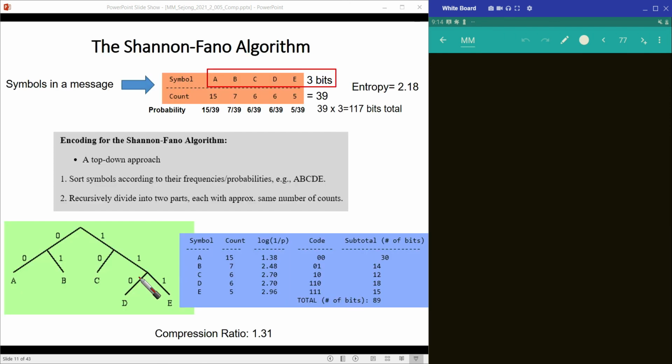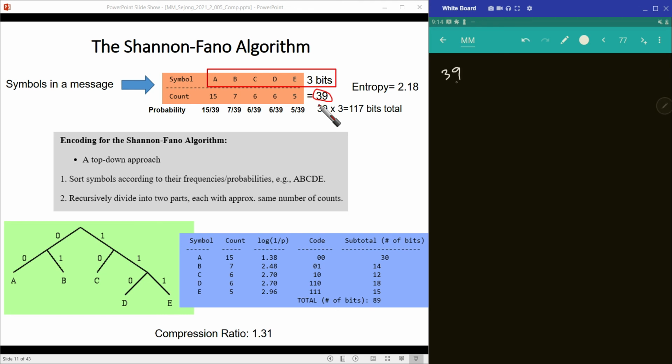So let's see what the Shannon-Fano algorithm is. Now for the Shannon-Fano algorithm, let's say we have a message. In that information, let's say we have symbols A, B, C, D, E. So that means there are 5 different kinds of symbols, and in that message we have A 15 times, B 7 times, C 6 times, D 6 times, and E 5 times. So in total we have 39 characters or 39 symbols.